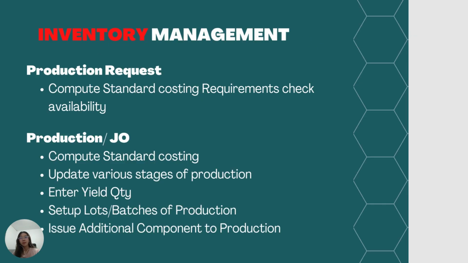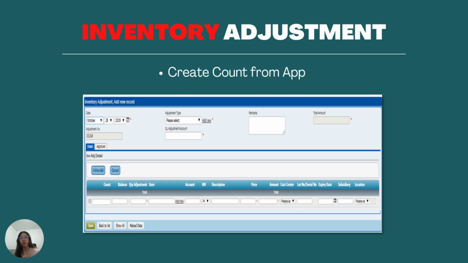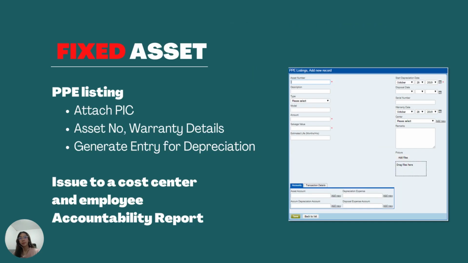For inventory management, under the production request, the system automatically computes standard costing requirements in order to check the availability of your products. And for production or job order, you can update various stages of production, enter yield quantity, set up lots or batches of production and issue additional component to production. Now for inventory adjustment, the highlight for this is that you can create inventory count from the integrated app.